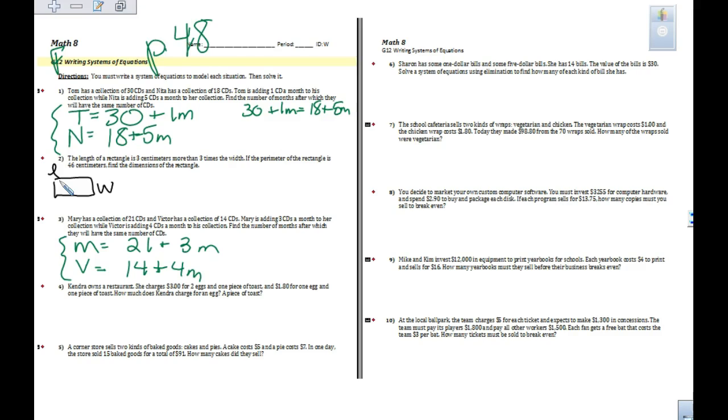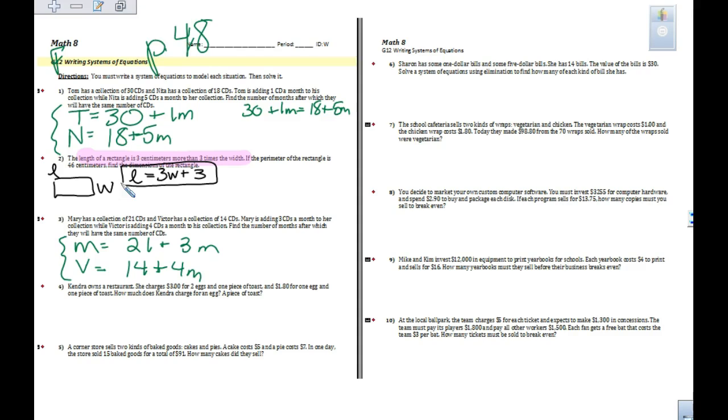When we take a look at that problem, first off, what does the first sentence tell us? It says the length of the rectangle is 3 centimeters more than 3 times the width. So we need to write that. How do we write that equation? We write that as L equals 3 more is plus 3, and 3 times the width is 3W. So this is going to be one of your equations. Does that make sense to everyone? L equals 3W, 3 times the width, and then 3 more.